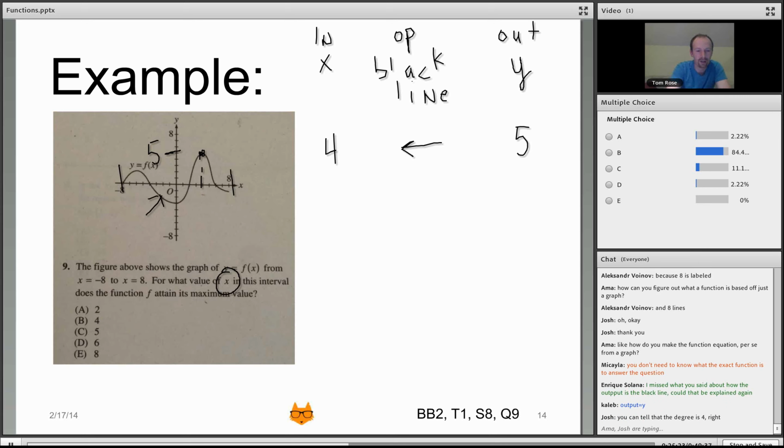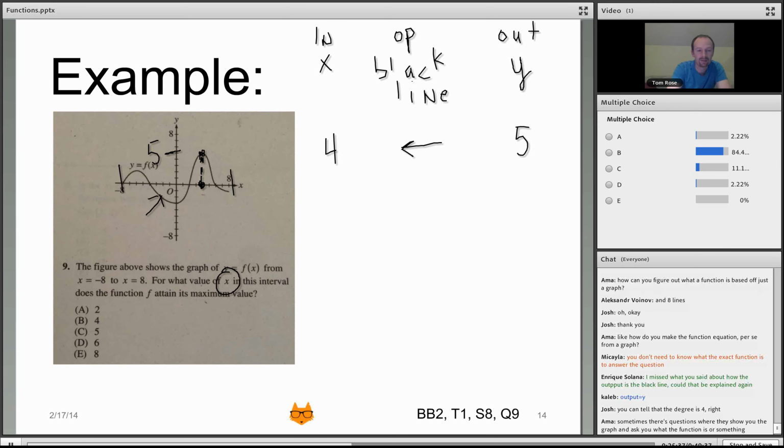Let's say that we pick the spot 4, which is this dot right here. That's our input. We picked it on the x-axis. Then what you do is you follow that up vertically until you hit the black line. Following it up vertically to hit the black line, that is the operation. This is how you read a function in graphical form. You pick an x and you move vertically until you hit the black line.